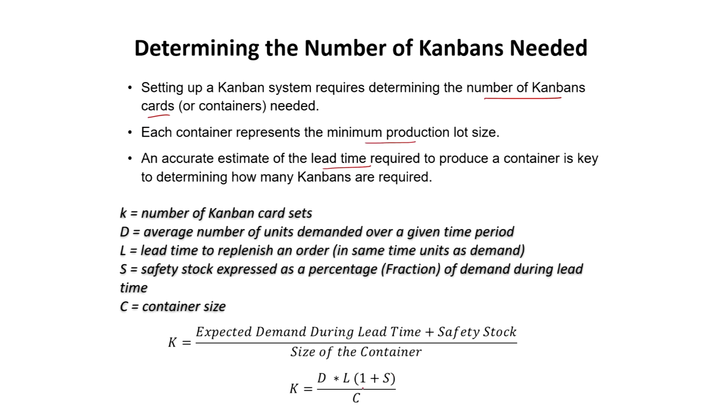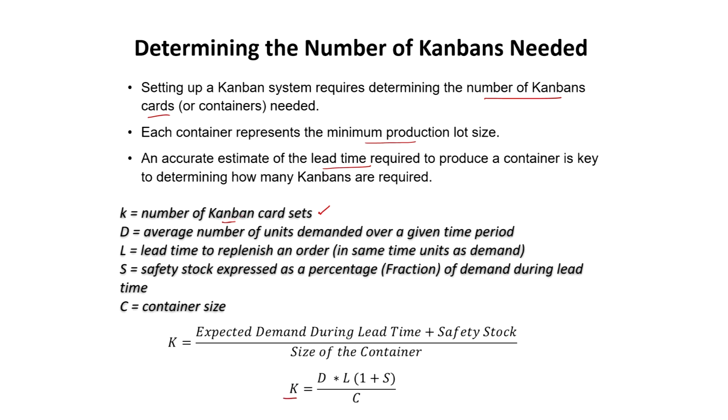We are aware from inventory also that K is the number of Kanban card sets, D is the average number of units demanded, so the demand rate, L is the lead time to replenish the order, S is the safety stock expressed as a percentage, and C is the container size. The expected demand during lead time plus safety stock is the total quantity required, and if each container has a certain size, based on that we can decide the number of Kanban cards required.